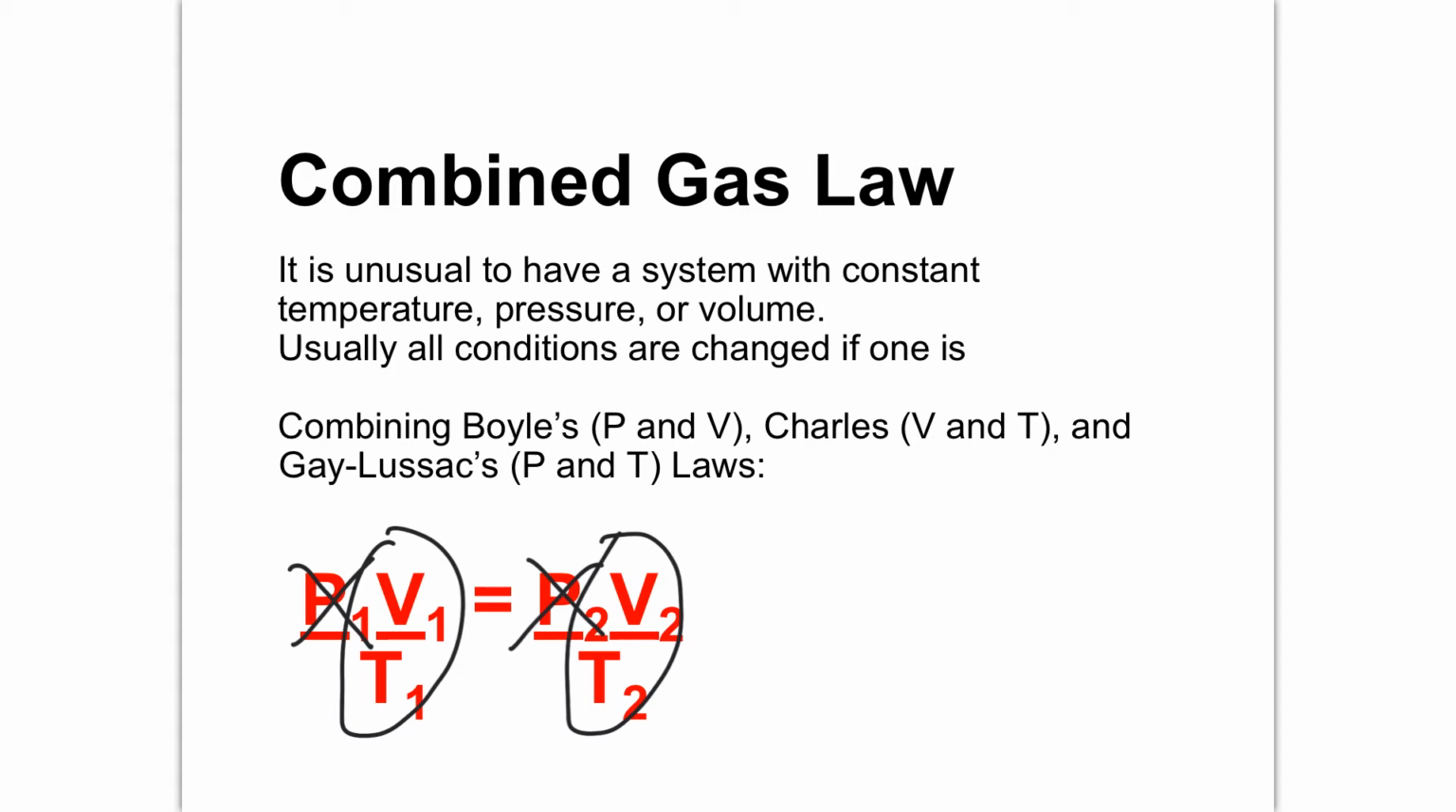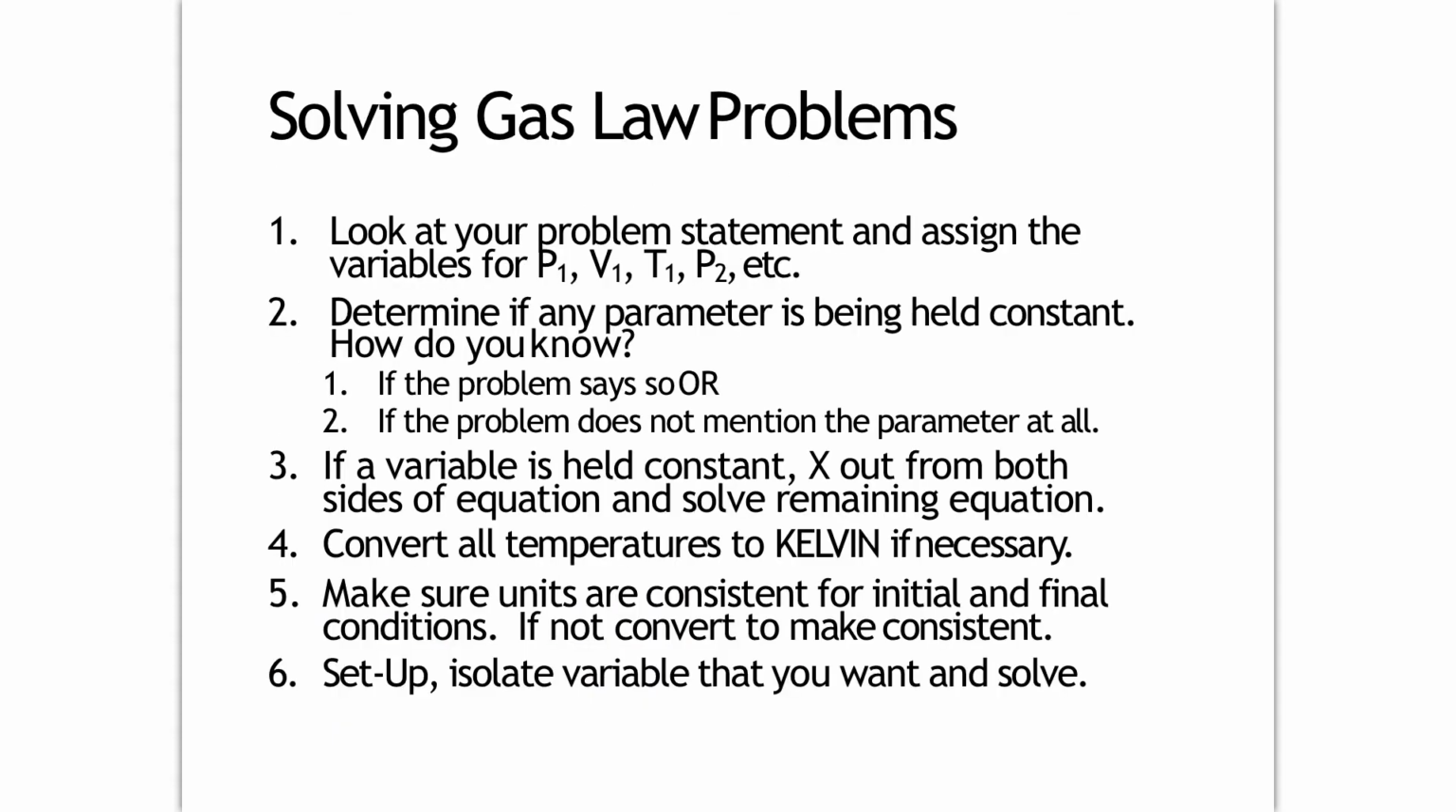And then when we add moles later on, we're going to make that the ideal gas law. So here's how I solve all these gas law problems. It's the same basic approach for every gas law problem. I look at my problem statement and assign my variables. Now here's a little hint. The initial conditions are always assigned the 1 values: P1, V1, T1. The final conditions are always the 2 values: P2, V2, T2. If you do that, you'll never get mixed up.